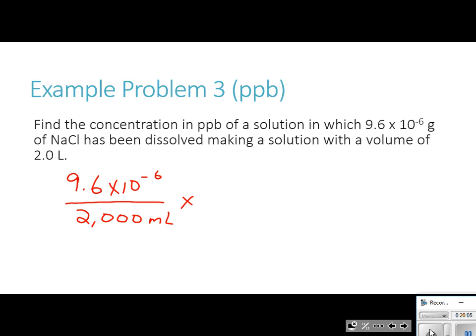And what am I multiplying this by then? And I'm multiplying it by 10 to the 9th, correct? Because I'm doing parts per billion. And when I do so and multiply that by 10 to the 9th, I get a value of 4.8 parts per billion.